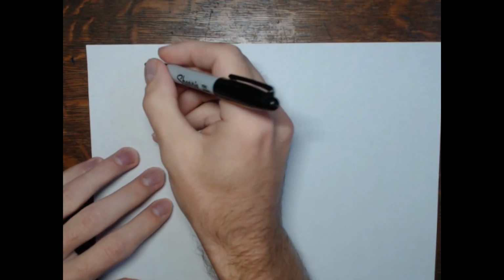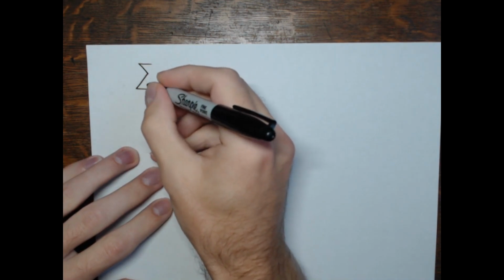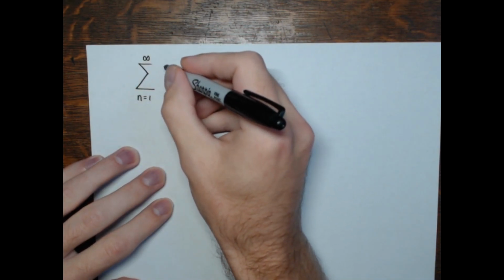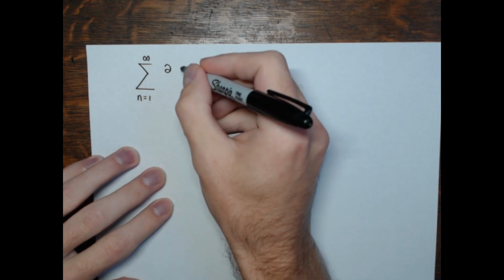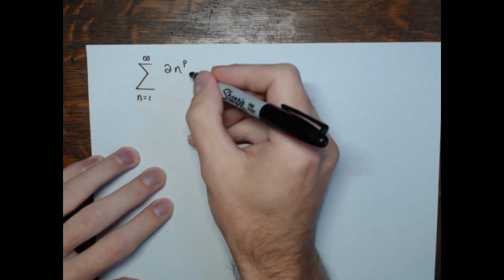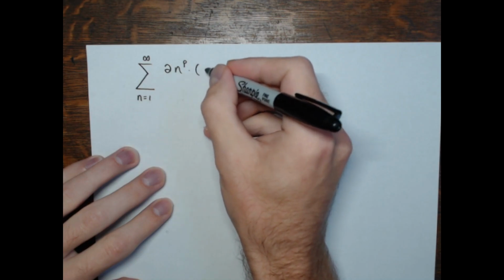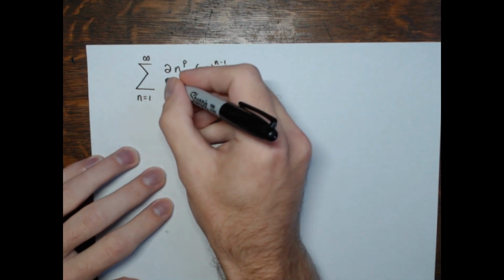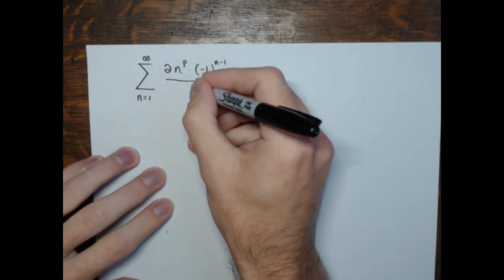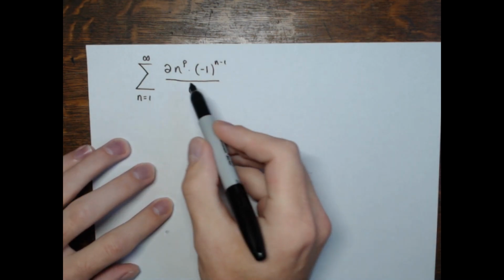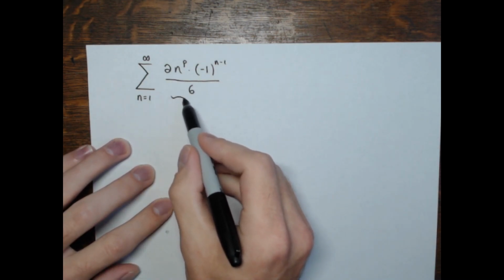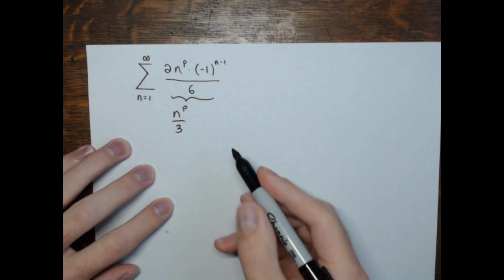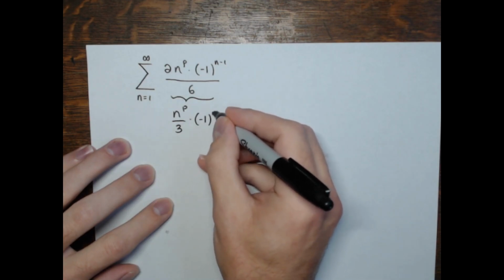All right, so the sum is this: the sum from n equals 1 to infinity, and the terms we're adding up are 2n to the p times (-1) to the n minus 1 power, divided by 6. Which I can clearly simplify. This will be n to the p over 3, 2 over 6, times (-1) to the n minus 1.